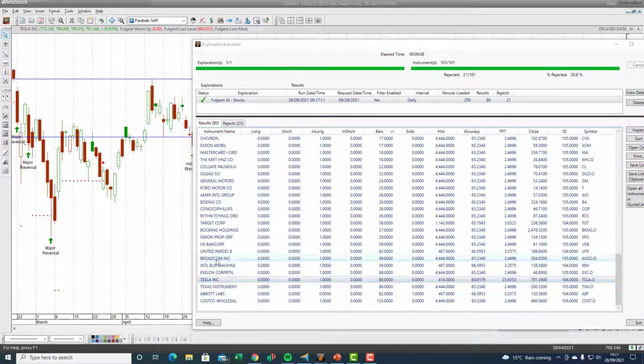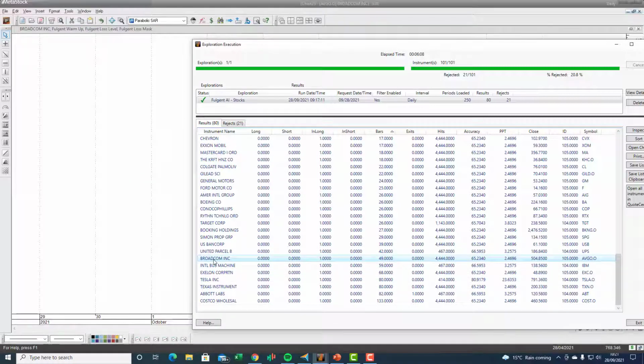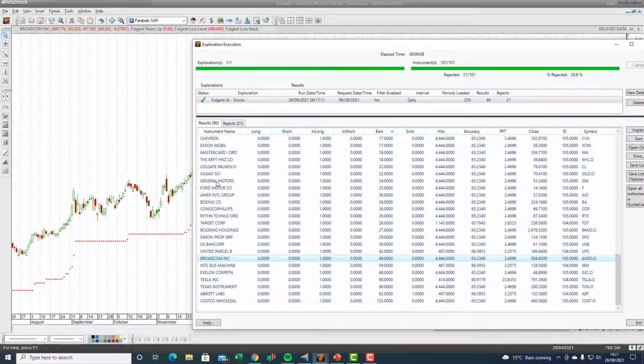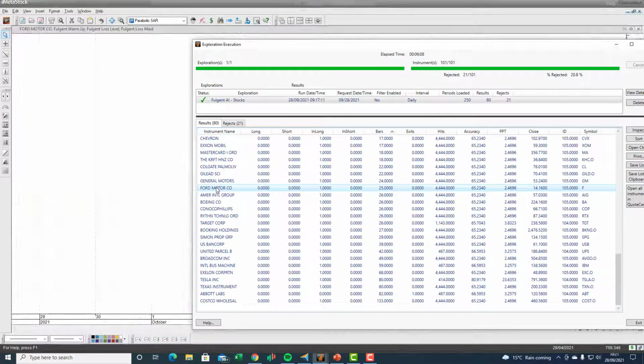We'll look at Broadcom, which is 49 trading days into a trade. The AI there is 65% accurate once again. We'll load that one. Then there are Boeing, American International, and Ford Motor Corp. Let's see, Ford is 25 days into a trade. We'll check on that one.